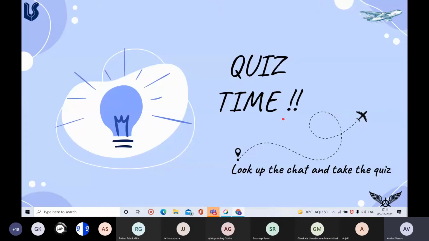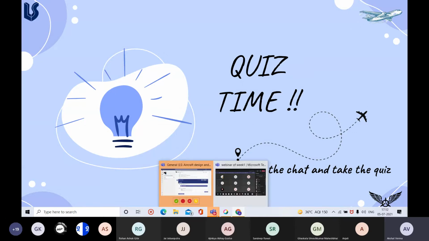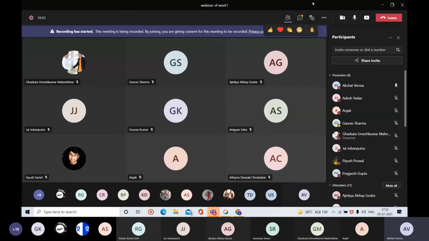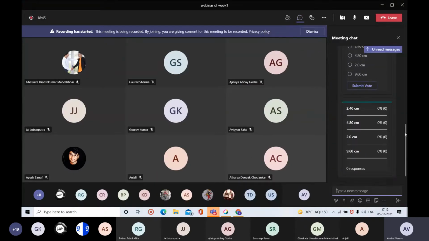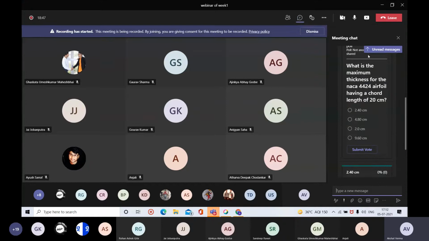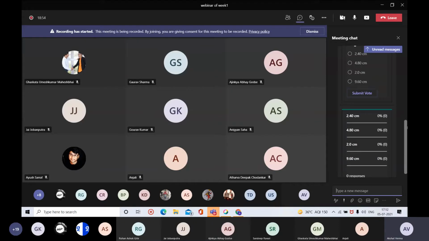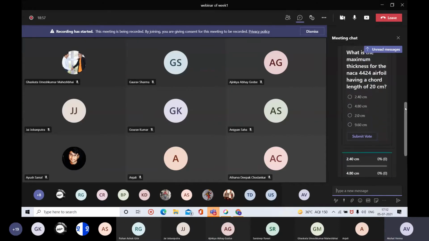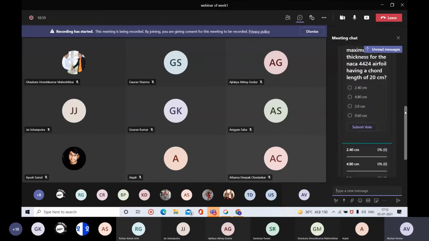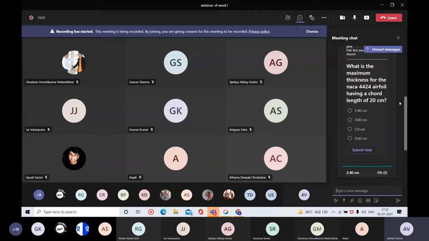Let's have a quick question here. You can answer it in the chat box. I'll ask Gaurav to share the first board. Yeah, so this is the question: what is the maximum thickness of a NACA 4424 airfoil, which has a chord length of 20 centimeters? I request all of you to try this question and get this basic clear.